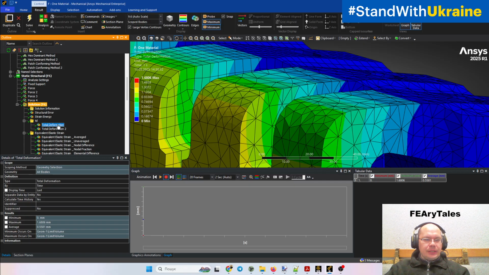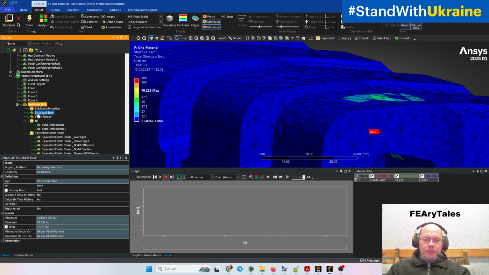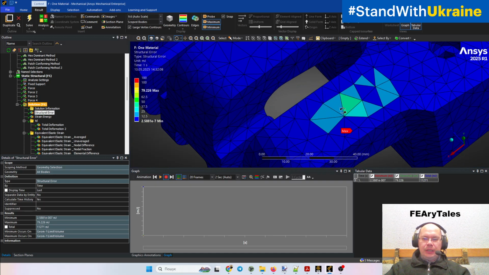Because the error and the energy are based on deformation and on integral characteristics, they also don't have this type of difference. They are the same for the node and for the element. One value for node, one value for element. So that's why we can only see this type of result and understand how it looks and how it works.